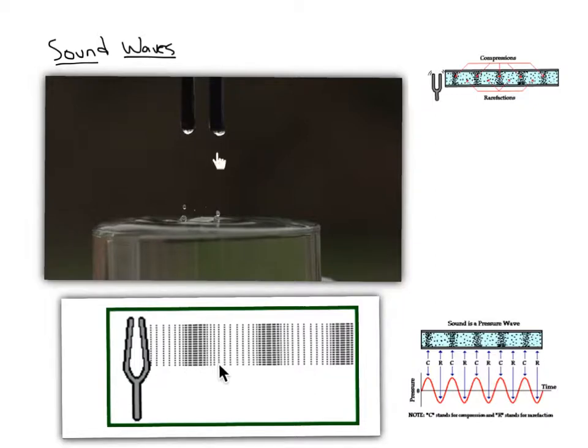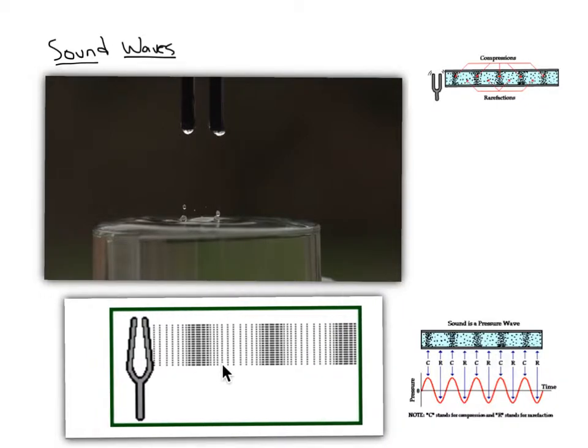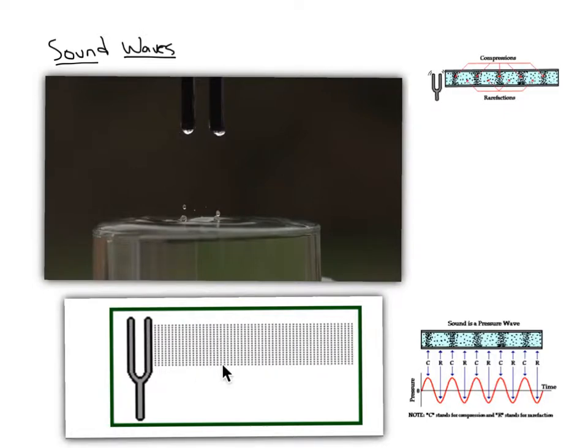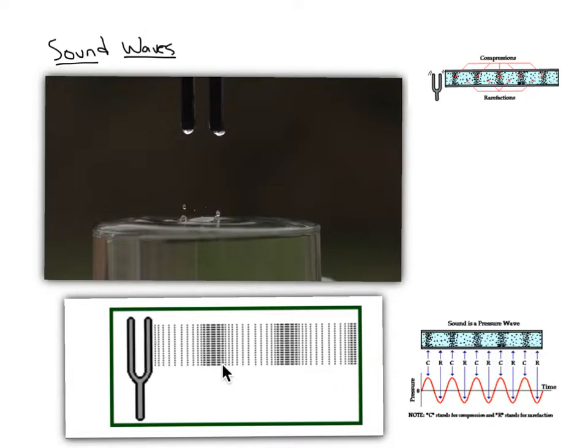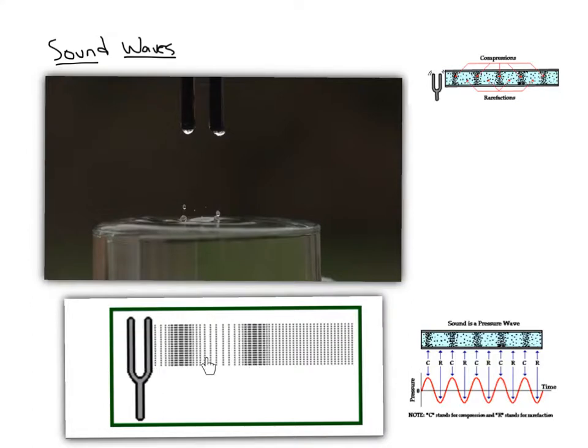So what's happening here as the sound wave is produced? Well, if we were to look at a tuning fork and we could see the air surrounding it, it might look something like this. As the tuning fork vibrates, it creates different regions in the air around it. And these regions have names.